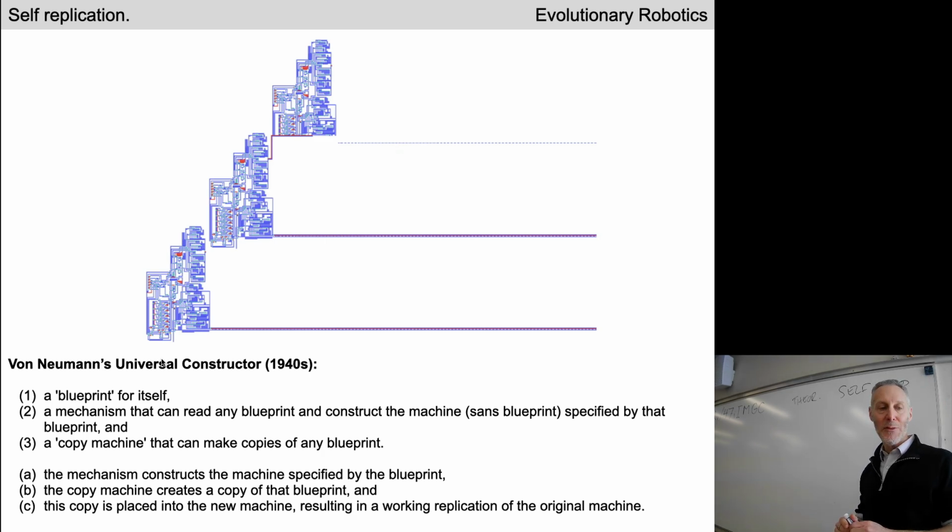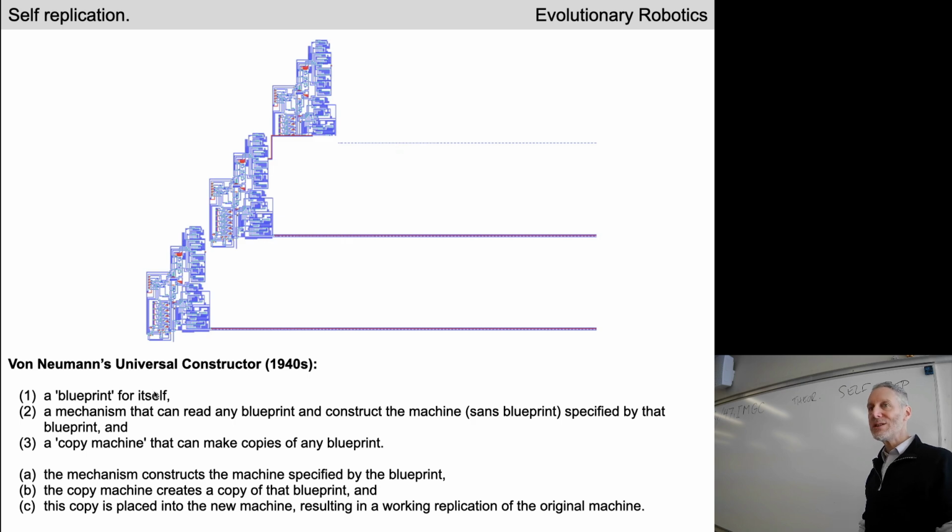That machine had three parts. The first part was a blueprint of itself. The second part was this machine has a mechanism that can read the blueprint and make a copy of whatever the machine is described inside the blueprint. And the blueprint describes this machine and this mechanism. And then finally, inside this bigger machine is a smaller machine, a copy machine that can make copies of the blueprint.